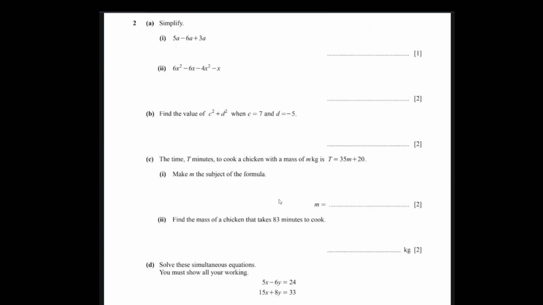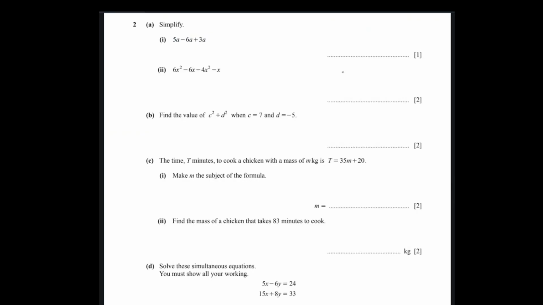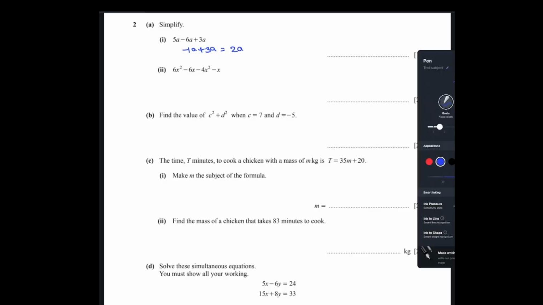Question number 2 now. A. Simplify 5a minus 6a plus 3a. Simplify in the sense you need to add and subtract the like terms. So all three are like terms. We can just subtract now. 5a minus 6a is minus 1a, and plus 3a, that will be minus 1 plus 3, and it is 2a. So the answer is 2a.